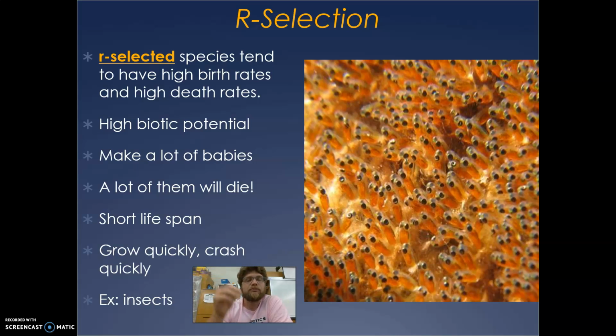One is R selection. So R-selected species, they're boom and bust. They're going to make a ton of babies. They have a high biotic potential, so they're going to reproduce a lot. Boom, tons of babies. A lot of them are going to die. They're going to get eaten. They're not going to be able to get their resources, so a lot of them die. And these populations have a short lifespan. They don't live too long. They grow quickly. They crash quickly. Examples: insects, some fish, some small mammals, okay? It's kind of like a spray and pray approach. I'm going to make so many babies, I'm hoping a few survive.